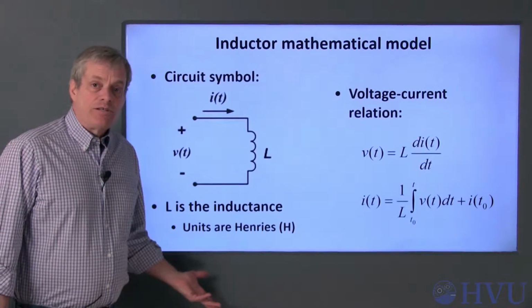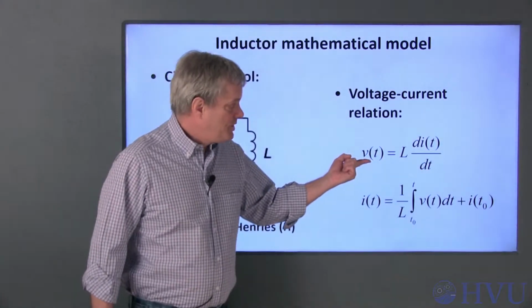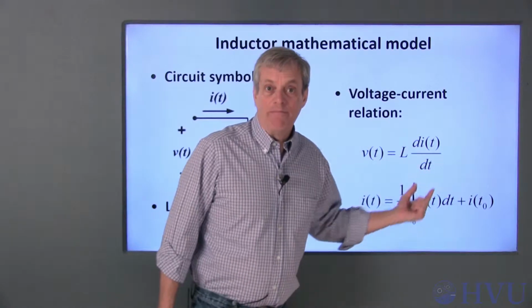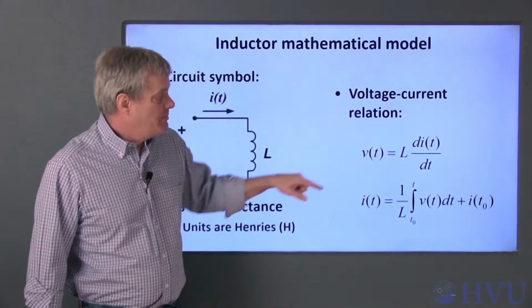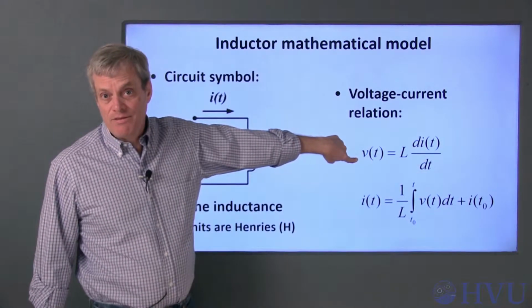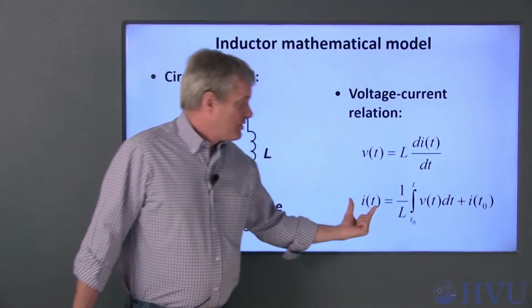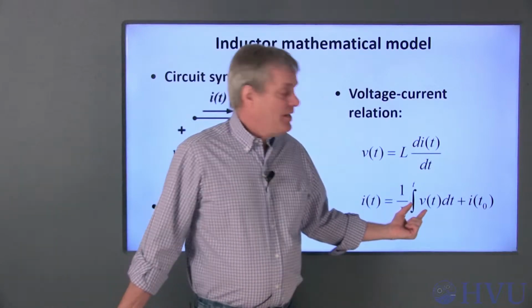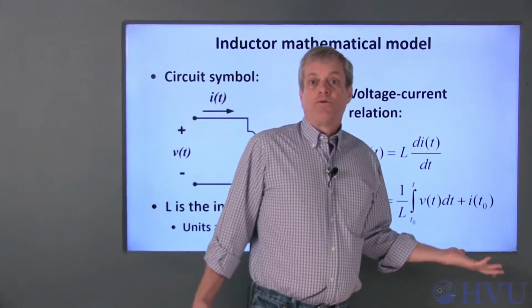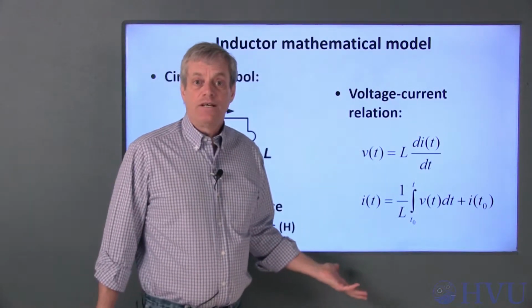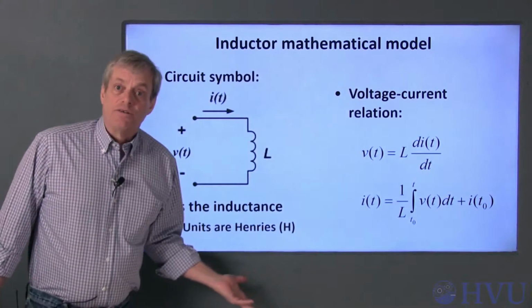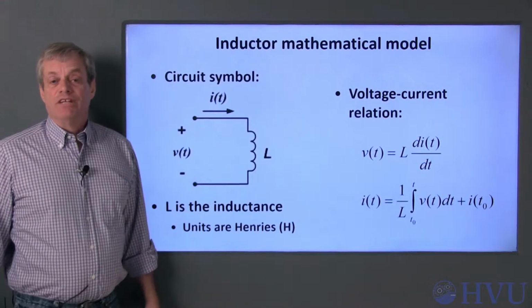The IV characteristic for an inductor is that voltage is equal to the inductance times the derivative of current with respect to time. An alternate formulation can be obtained by integrating both sides of this equation, so that the inductor current is 1 over L times the integral of the voltage plus an integration constant that corresponds to the initial current through the inductor. The inductor current dictates the energy stored in the inductor, since energy is always the result of an integration.